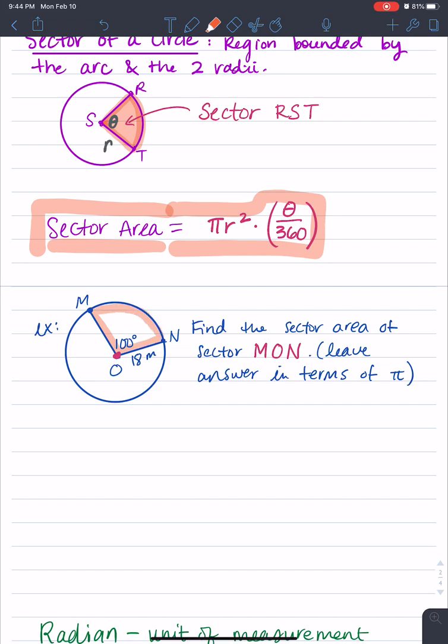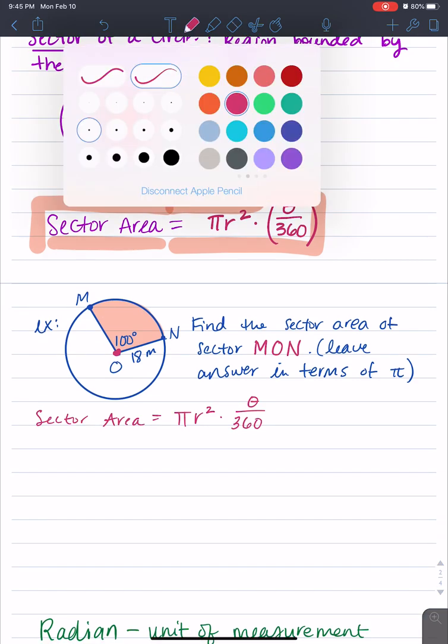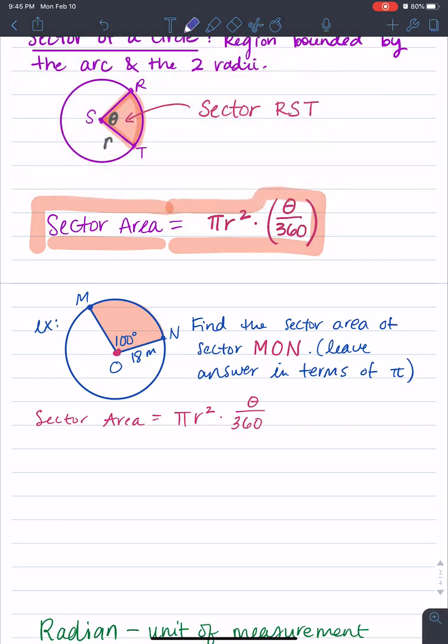So I'm going to highlight it for you. Okay. And this is what we're trying to find. Okay, so my formula is pi r squared times theta over 360. That is sector area. Just as a reminder, you don't need to rewrite that. It's already written above, but I like to always write it every time just to practice memorizing it, because eventually you're going to have to memorize this for your test. All right, now we plug in the lovely things that we know. We know the radius here is 18 meters.